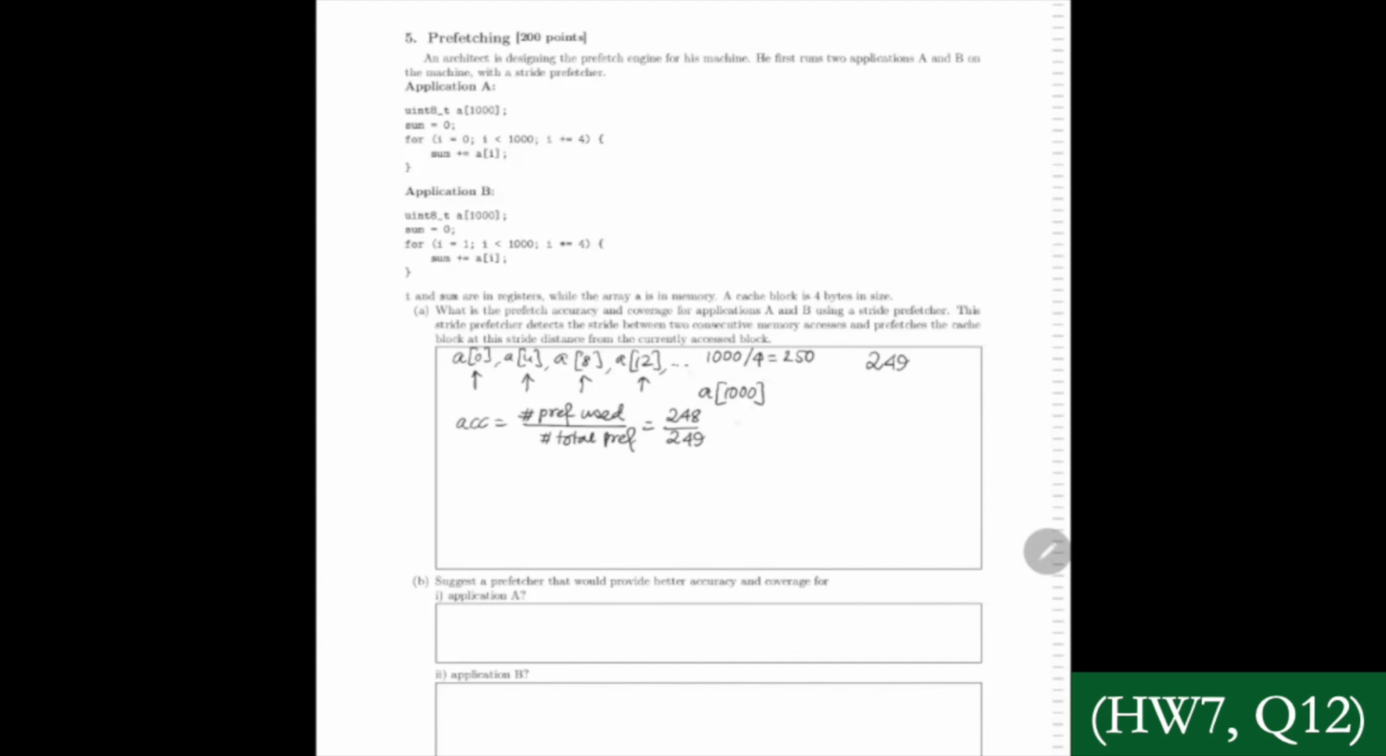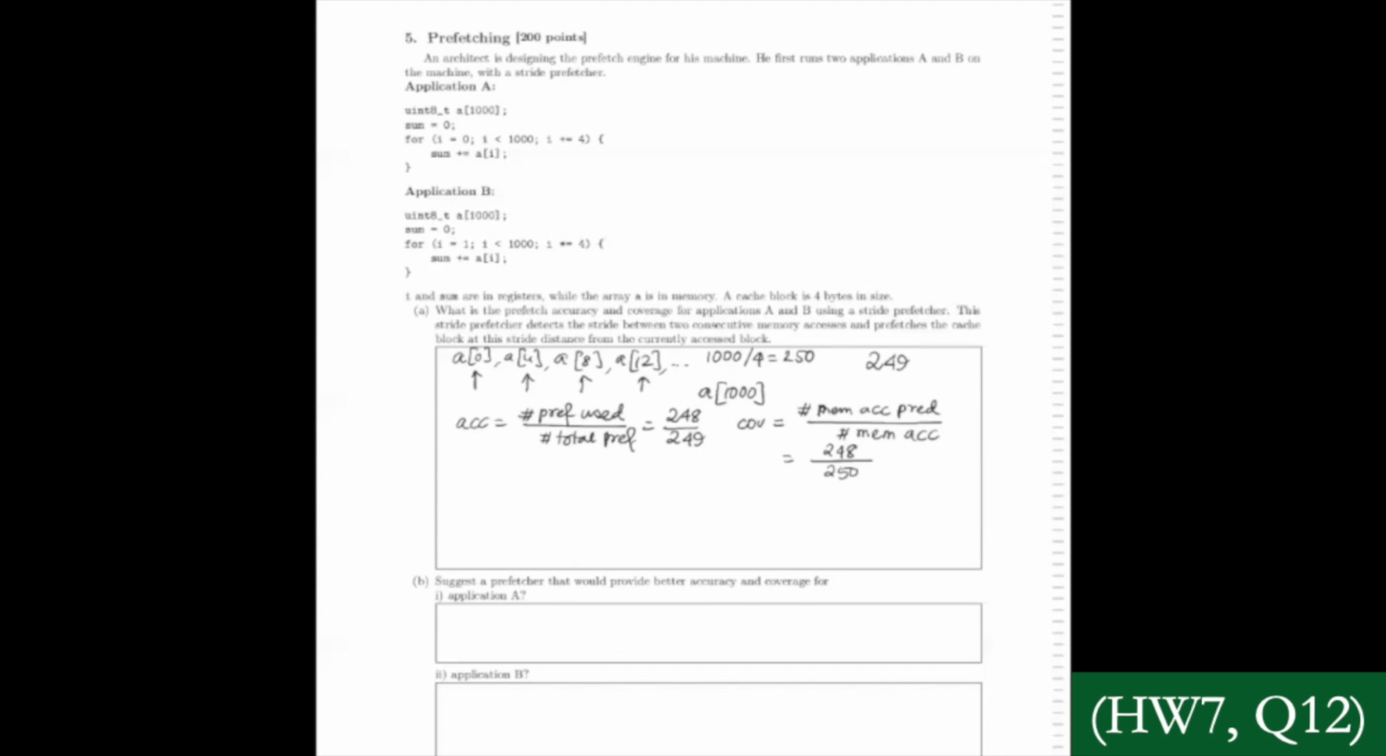Similarly, the coverage of the prefetcher is defined as the total number of memory accesses which are predicted by the prefetcher divided by the total number of memory accesses, right? As per this definition, the total number of memory accesses would be 250, out of which 248 would be successfully predicted by the prefetcher. Hence, the coverage of the stride prefetcher in application A would be 248 upon 250.